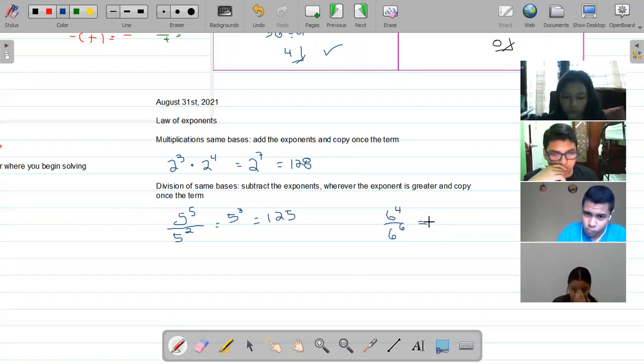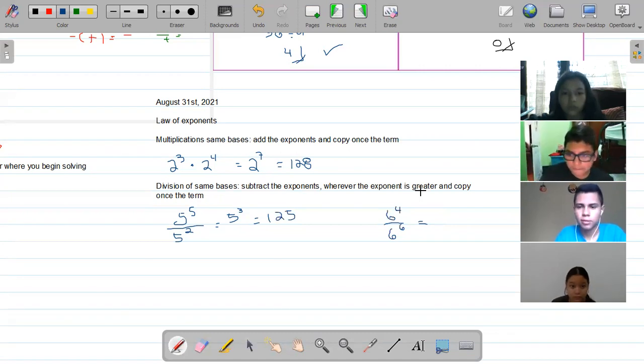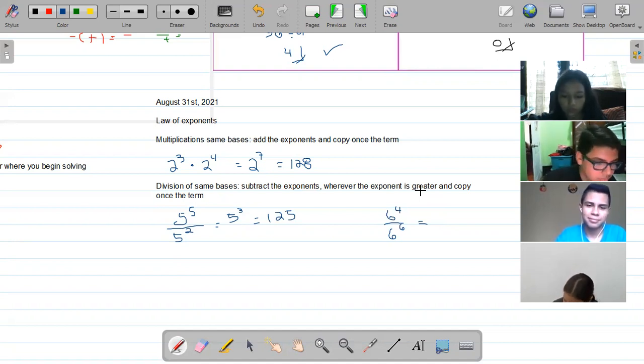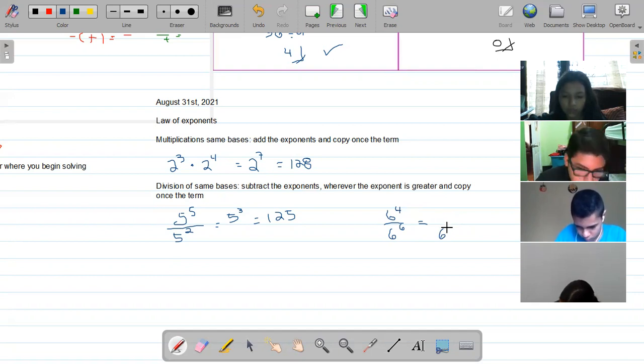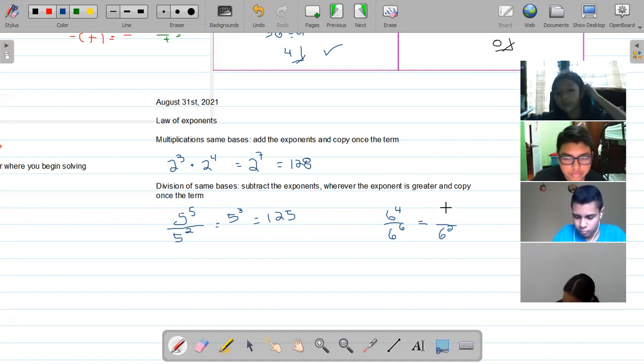Where should I subtract? Where is the exponent greater? In the numerator or in the denominator? In the denominator. So I'm going to copy the term in the denominator once, and I'm going to subtract 6 minus 4. That is 2. But I cannot leave the fraction with nothing in the numerator.